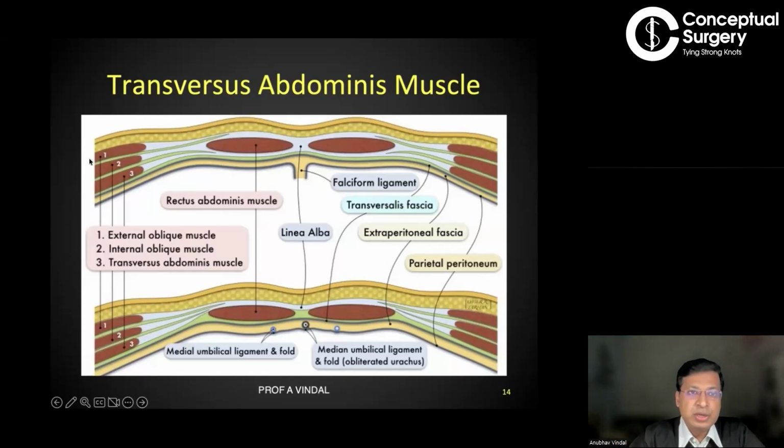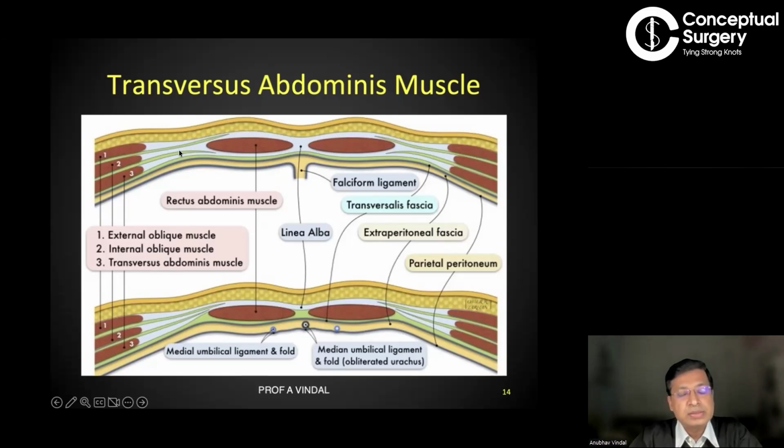The most superficial, which is labeled as 1, is the external oblique. The middle one is the internal oblique, which is labeled 2. And the deepest one is the transversus abdominis, which is labeled 3. The midline muscle is the rectus abdominis. Now you can see above the level of the umbilicus, or above the level of the arcuate line, the aponeurosis of external oblique gives rise to the anterior rectus sheath.